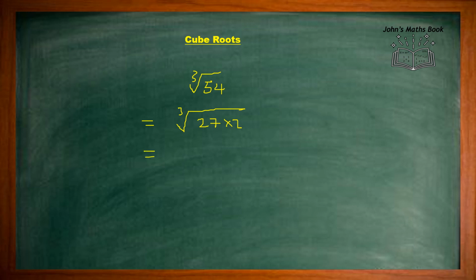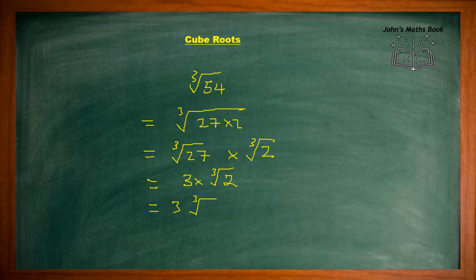So this can be further simplified by saying that's the same as the cube root of 27 times the cube root of 2. Now we know that 27 is a perfect cube, and we know that the cube root of 27 is 3. So we can write this as 3 multiplied by the cube root of 2. As the cube root of 2 is a fractional decimal part, we'll leave it as that. So that gives us 3 cube root 2.